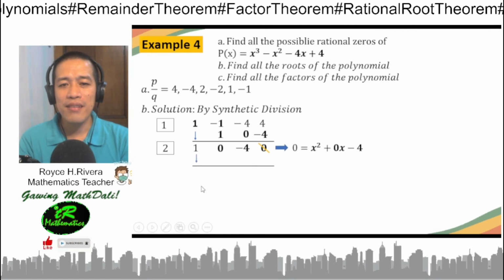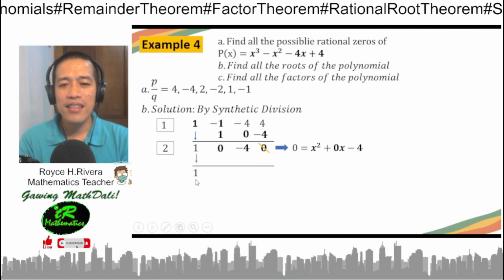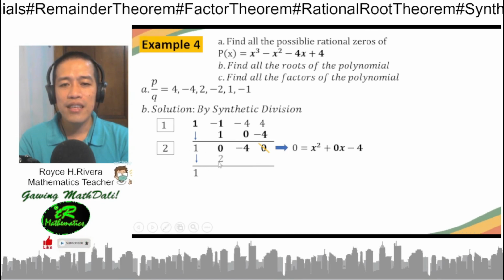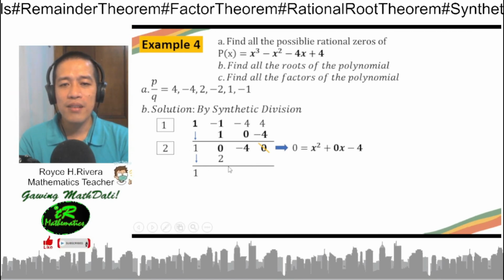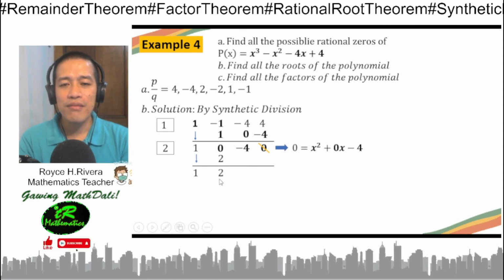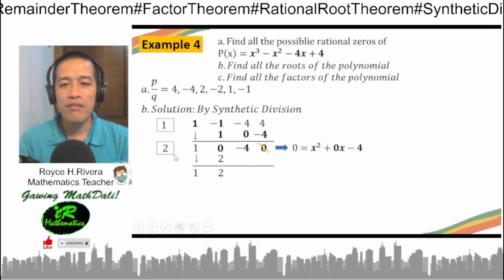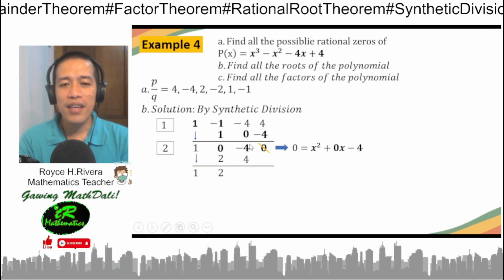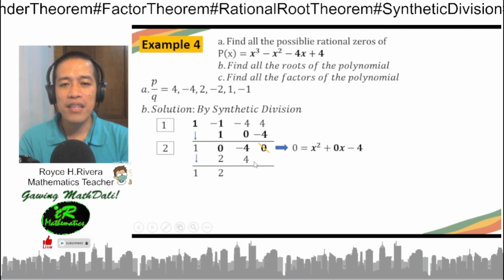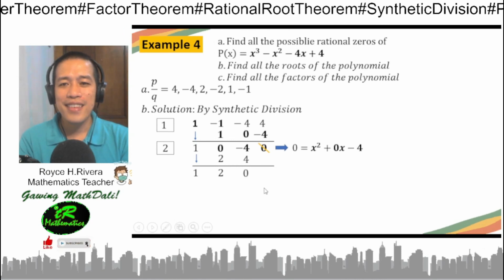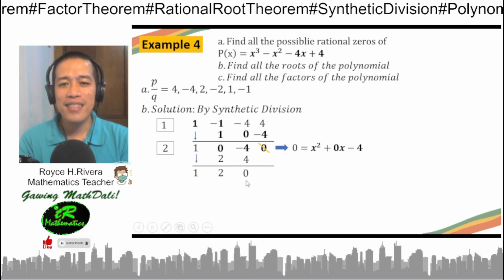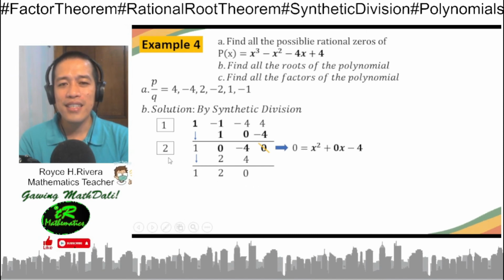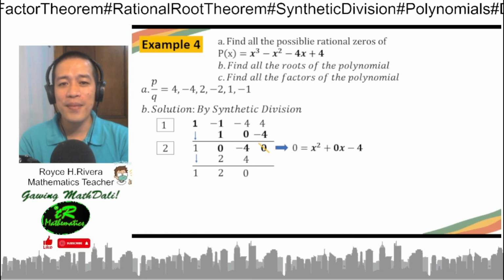Again, we bring down the first coefficient, then multiply it by the divisor. 1 times 2 is 2, then we add 0 plus 2. We have 2. Multiply 2 by the divisor. 2 times 2 is 4. Then we add negative 4 plus 4, 0. So again, we obtain 0 remainder. Therefore, our divisor 2 is a root of the given polynomial.